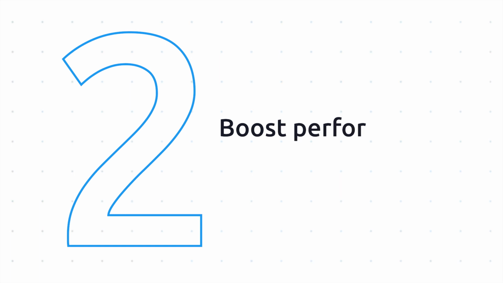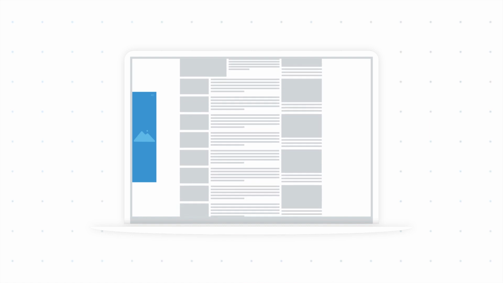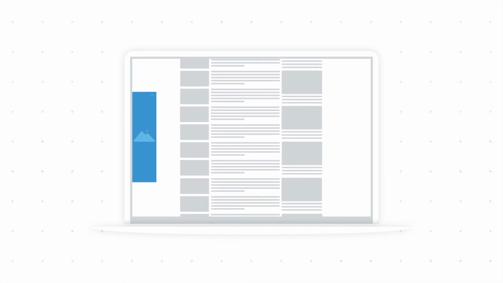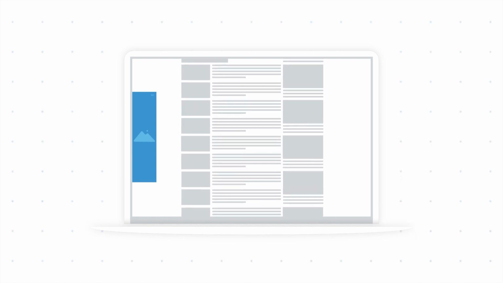Number 2, boost performance with rail units. Over our years in the digital ad industry, we've seen that rail units just have a way of working well for both publishers and advertisers. These are relatively simple ad units that occupy a highly visible place on users' viewports. They're elegant and effective, nothing fancy, but they get the job done well.